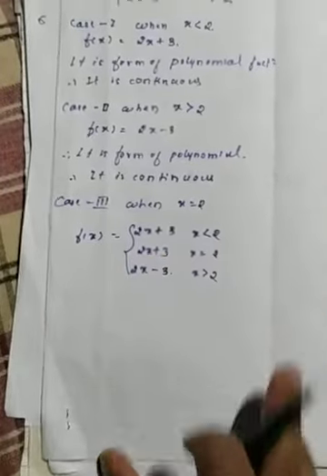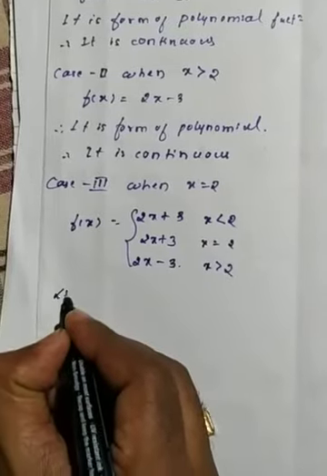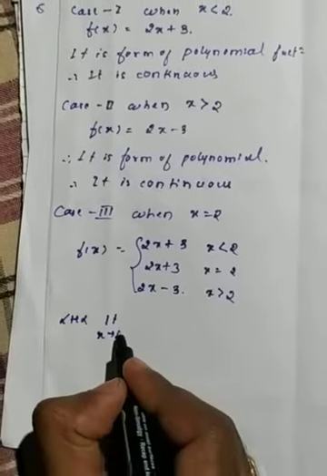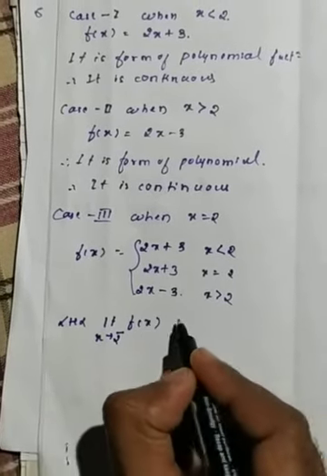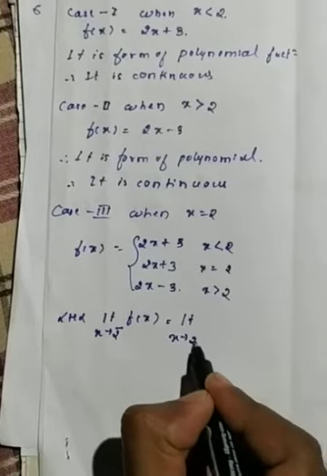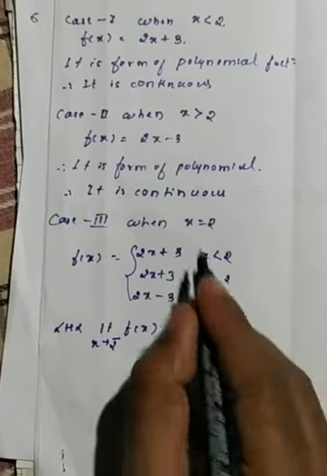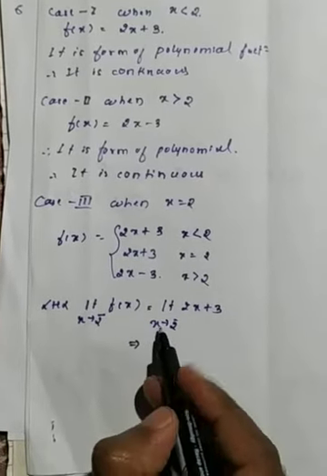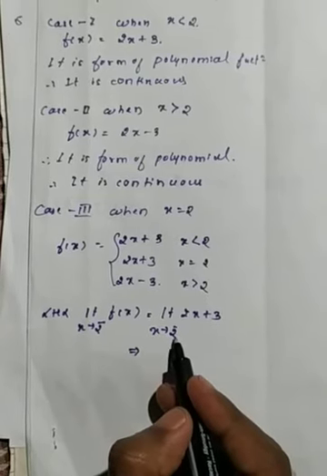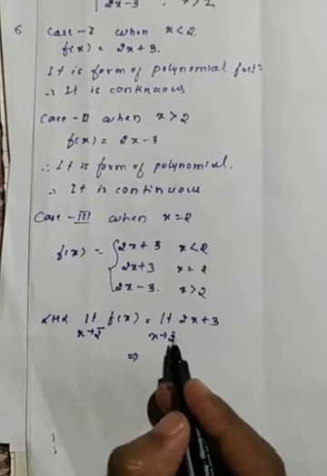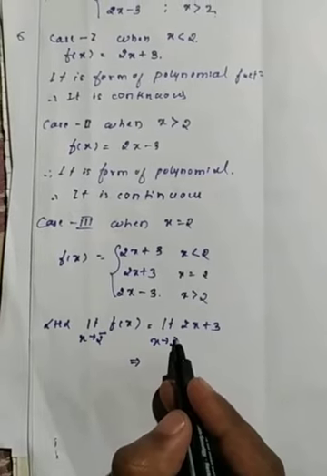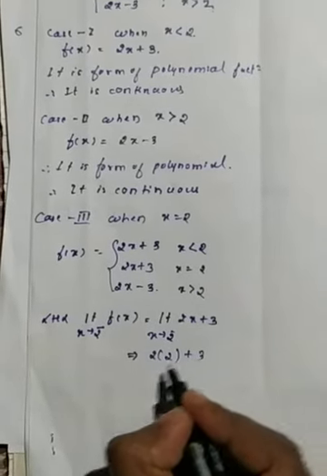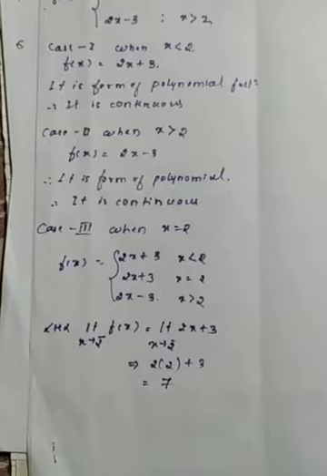Okay, so when I take the LHL, limit x tends to 2 minus of f of x. That is limit x tends to 2 minus of the function when x is less than 2, 2x plus 3. So here, instead of x we have to substitute the value 2, because it is the point 2. 2 minus means it is not minus 2, we are going to substitute the positive 2 only. So 2 times 2 is 4, 4 plus 3, what we get, the value is 7.